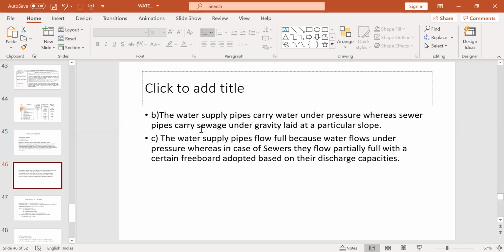The third important difference is that water supply pipes flow full because they have to develop pressure. Water flows under pressure, whereas sewers flow partially full with a certain freeboard based on their discharge capacities. So what is freeboard? Freeboard is when the sewer is flowing, the sewer cannot flow full. You have to keep certain space because you do not know.